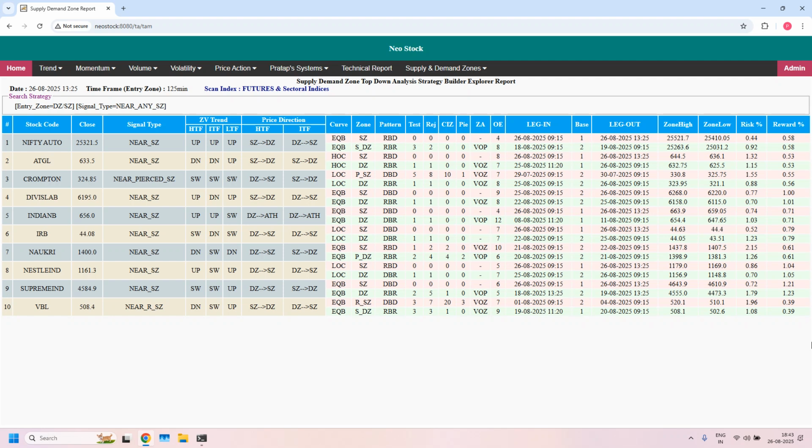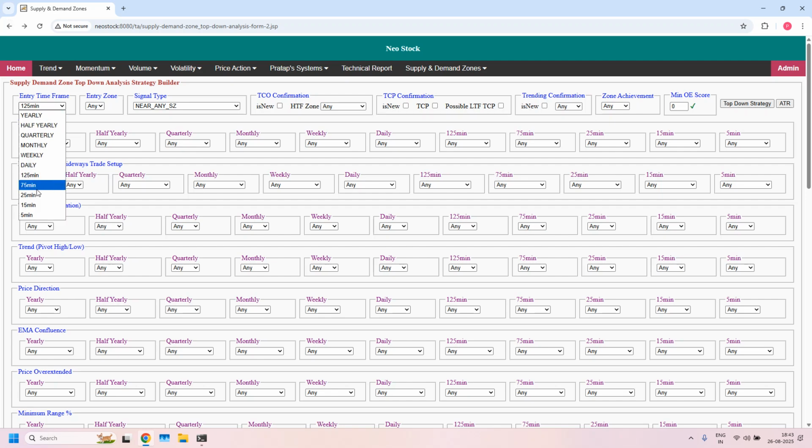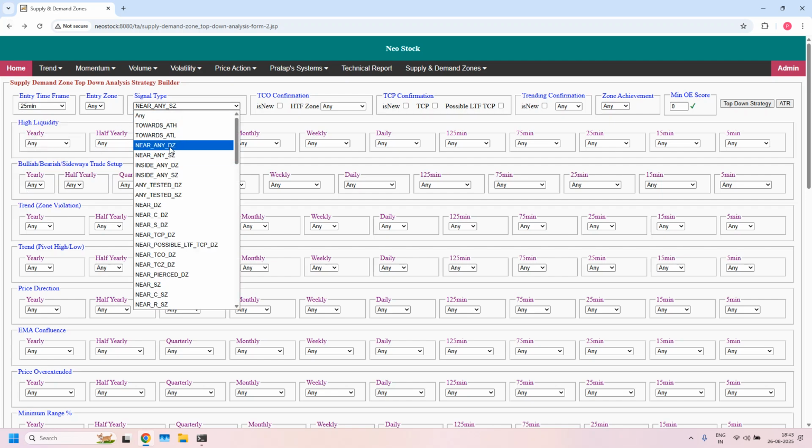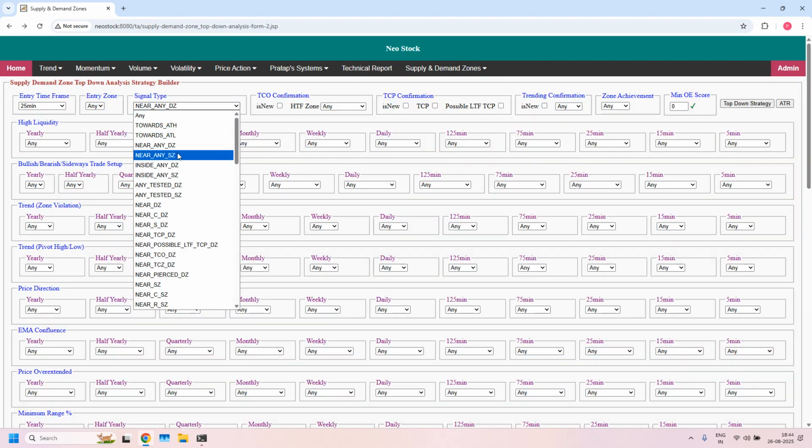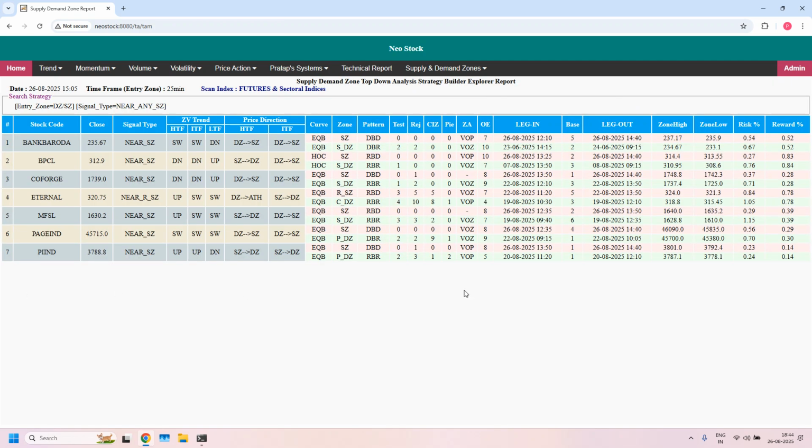Next time frame 75 minutes already generated in the beginning of the report. So the next time frame is 25 minutes. Stocks near to the 25 minutes demand zone. We got 3 stocks. Next, stocks near to the 25 minute supply zone. We got 7 stocks.